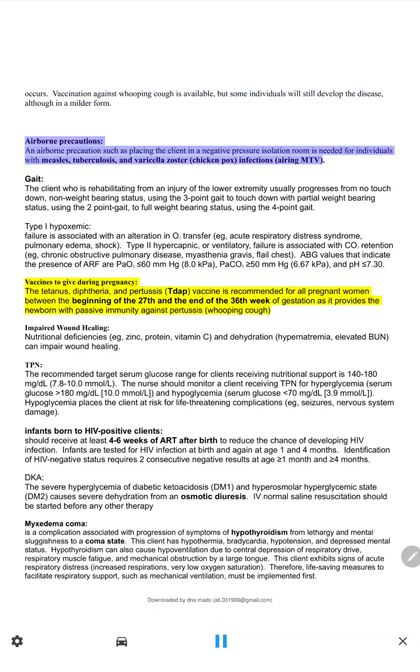Airborne precautions. An airborne precaution such as placing the client in a negative pressure isolation room is needed for individuals with measles, tuberculosis, and varicella zoster, chickenpox, infections, airing MTV.